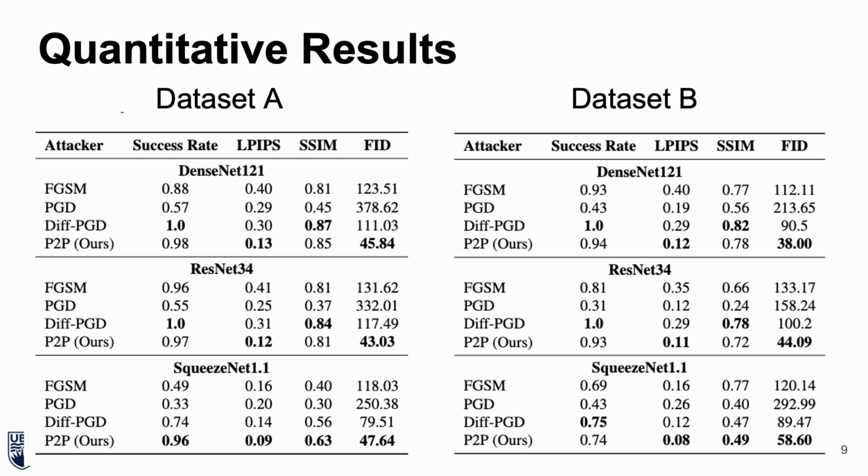We evaluated our pipeline on 3 publicly available breast ultrasound datasets using 3 different classifiers: ResNet, DenseNet, and SqueezeNet. For evaluation, we report several metrics, including success rate, LPIPS, SSIM, and FID. On this slide, we are showing the results for 2 of the datasets, while the third is included in the paper. However, it follows a similar trend.